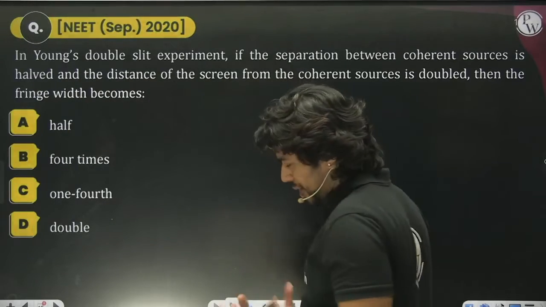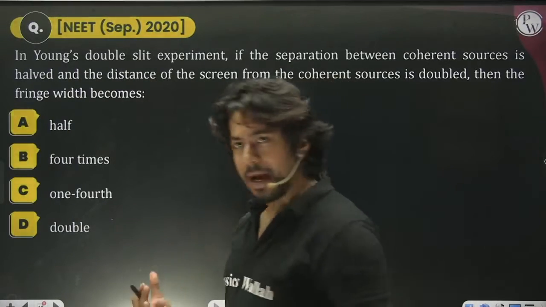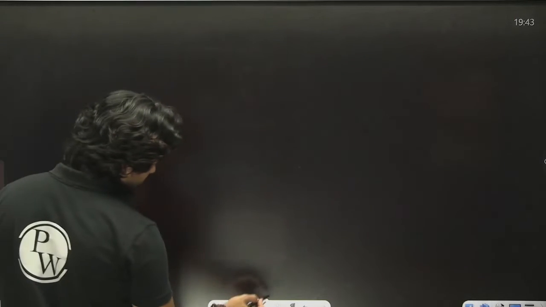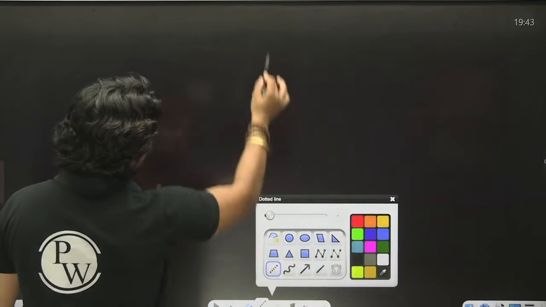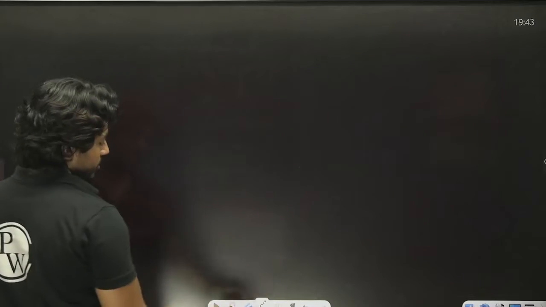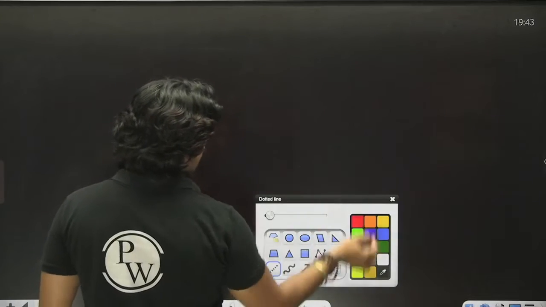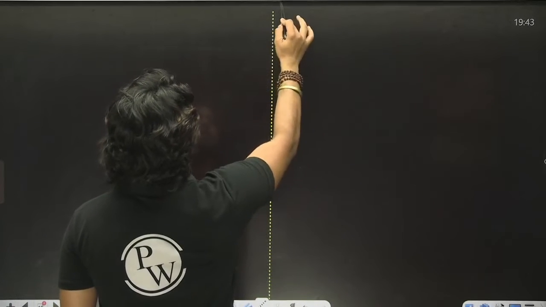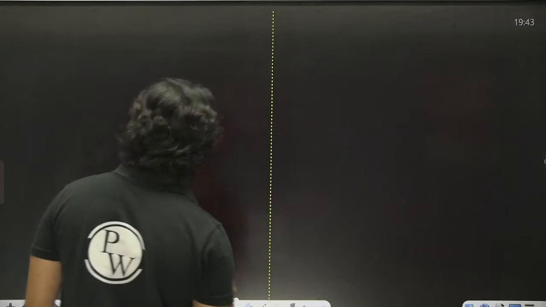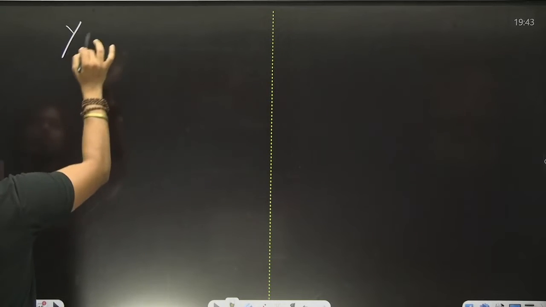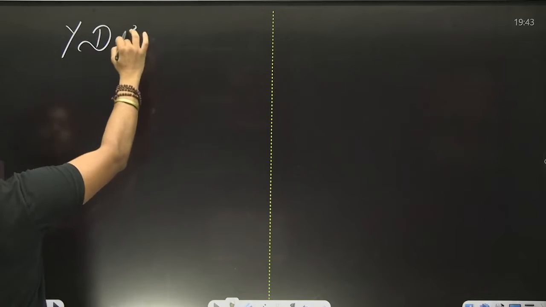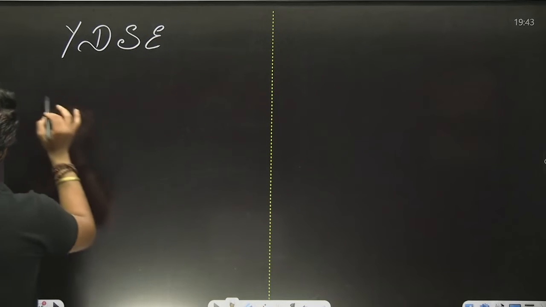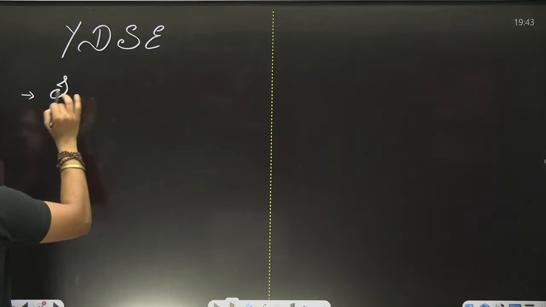So let's have a quick recap on YDSE. What was Young's double slit experiment? What did it used to say? What information did it used to provide? It used to talk about the interference pattern from two coherent sources.